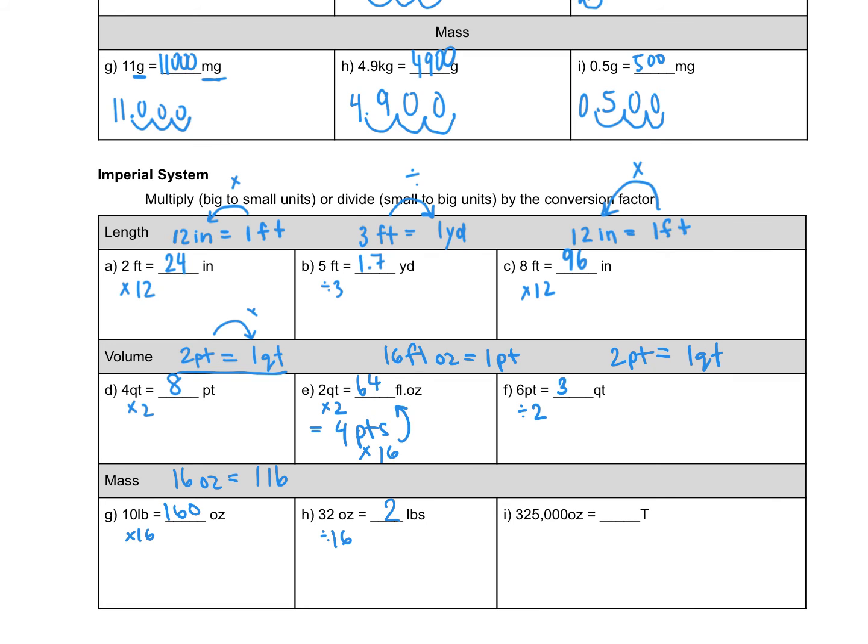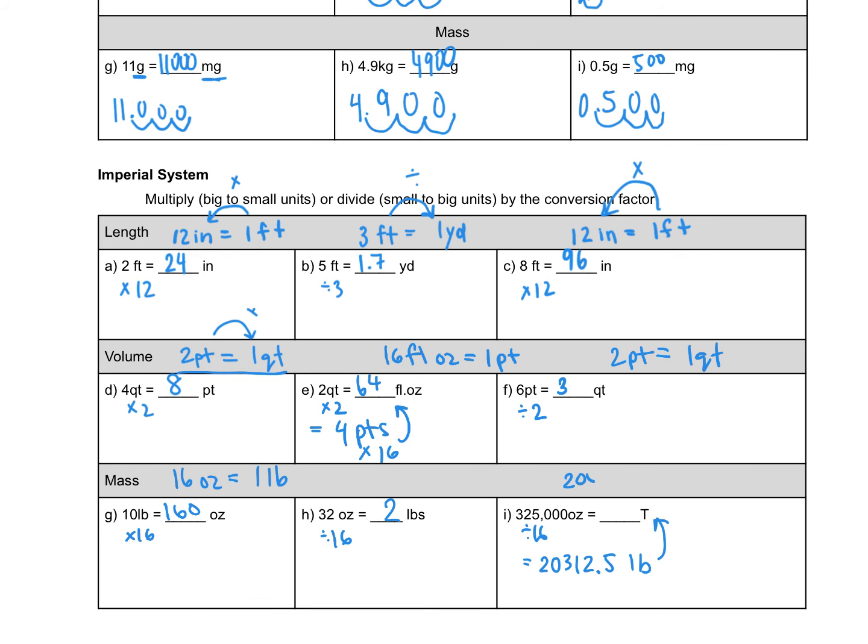And finally, ounces into tons, the US ton. If you look at your formula sheet, you're not going to find that direct conversion. But we can turn the ounces into pounds and then the pounds into tons. We already know that 16 ounces is 1 pound. So let's see how many times we can remove 16 from 325,000. When I do that, I get 20,312.5 pounds.